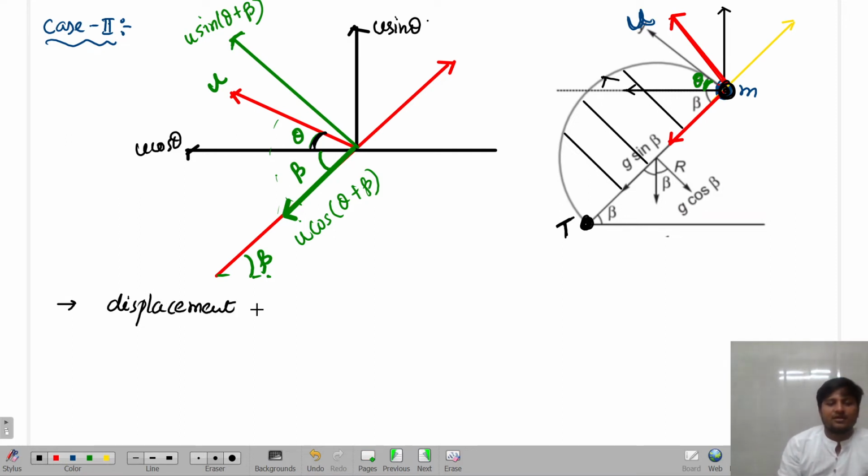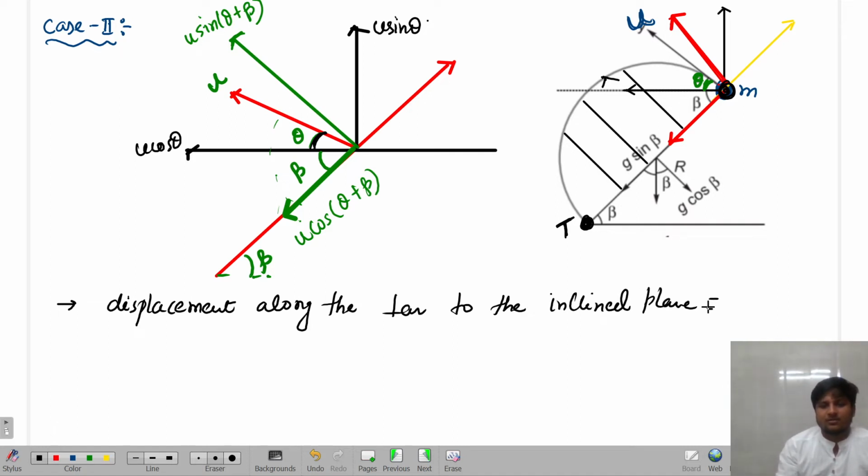Remember that the displacement along the perpendicular to the inclined plane is how much? 0. Please be fast, guys. We have to do this very, very fast.